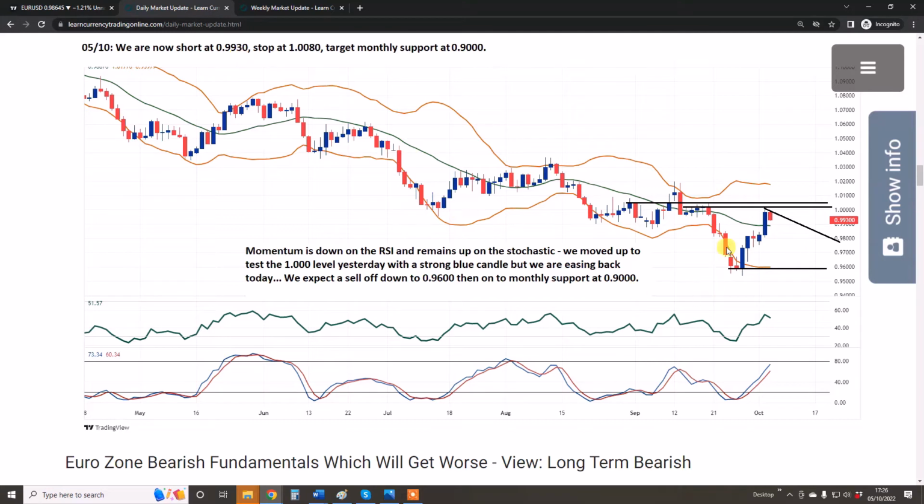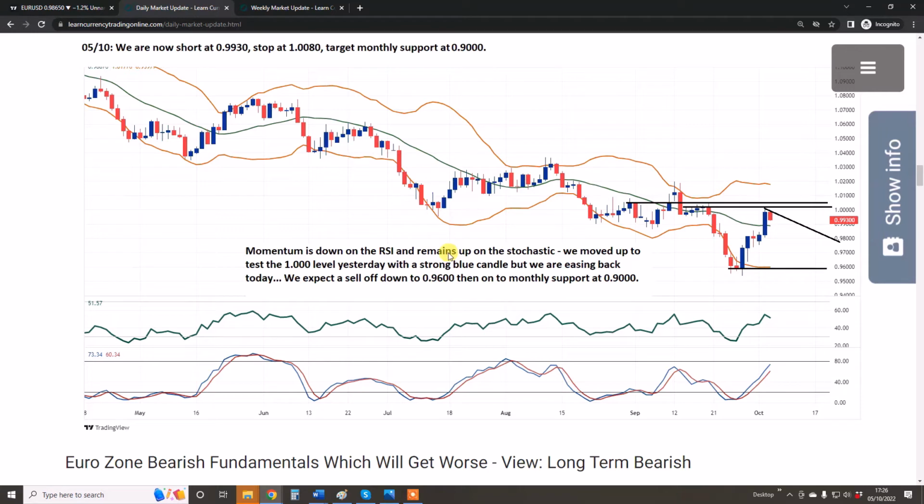We did 99.30. Now, I just think this is a bounce in a bear market. Looking for monthly support at 90. Obviously, we've got 96 in the way. But longer term, I think we could reach 90. Things are so bad in the zone. I just see this rally as a short squeeze.